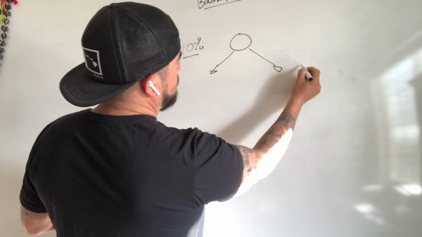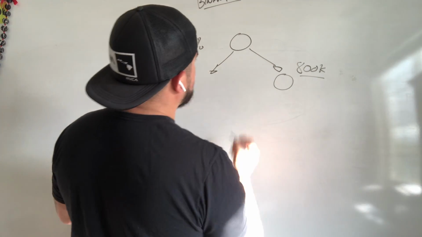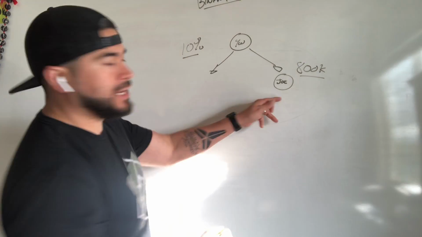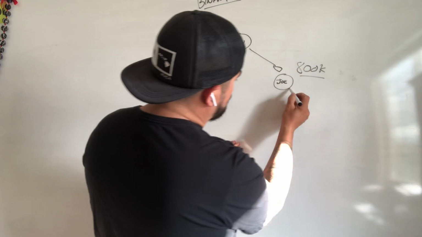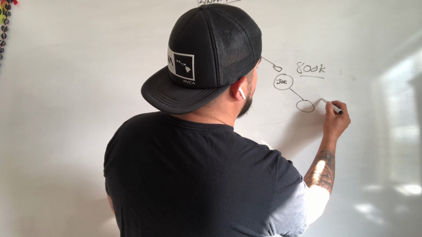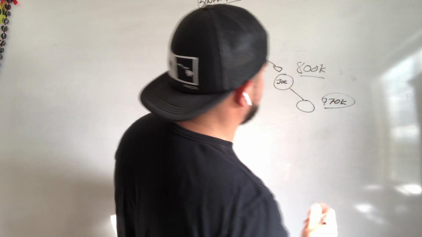And then on this side, you've got 800,000 points, okay? Let's say there's a gentleman right here. Here's you, and you bring in Joe. Joe's right here, and underneath Joe's right leg, he has 770,000 points, right? Because he's just below this, okay?